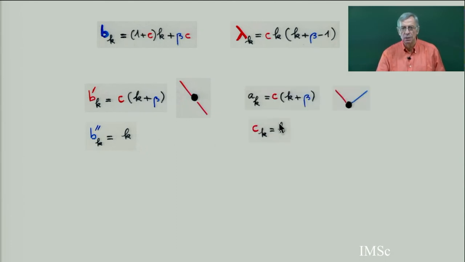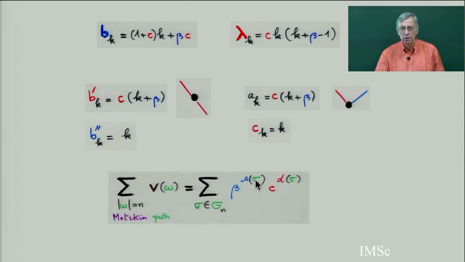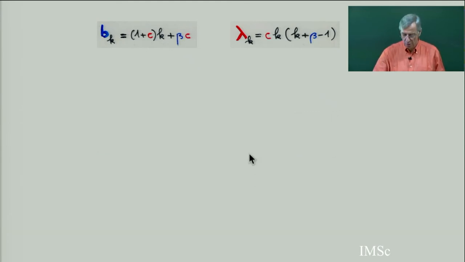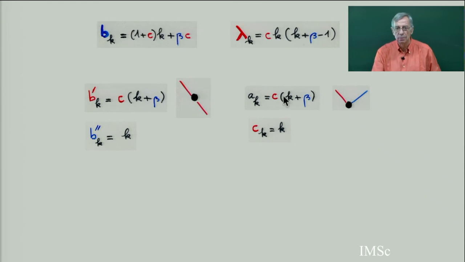Now the lambda_k, which must be a_{k-1} multiplied by c_k. So c_k will be ck, and a_k will be c times k plus beta, which corresponds to a double descent, a trough in the permutation, a valley in the permutation, a descent, you see. And if I take a_{k-1} multiplied by c_k, I get lambda_k.